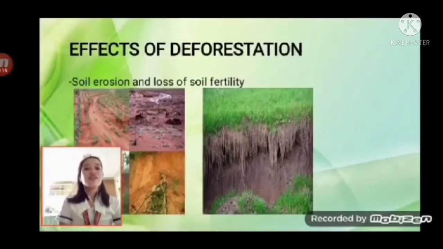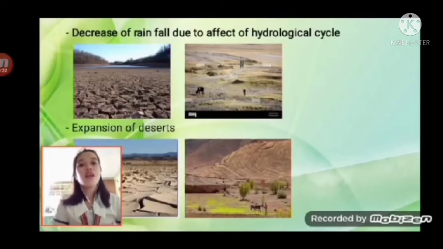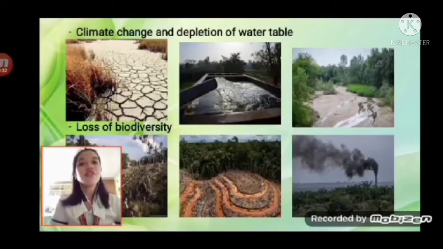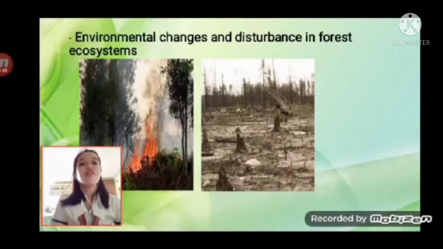The number one effect of deforestation is soil erosion and loss of soil fertility. Next is decrease of rainfall due to effect on the hydrological cycle, expansion of deserts, climate change and depletion of water table, loss of biodiversity, and environmental changes and disturbance in forest ecosystems.